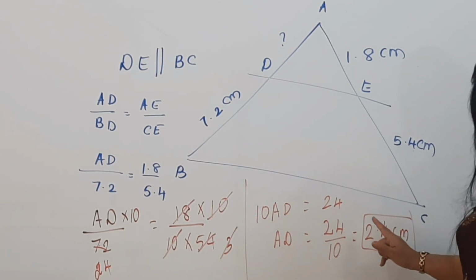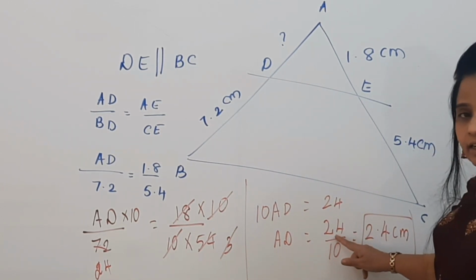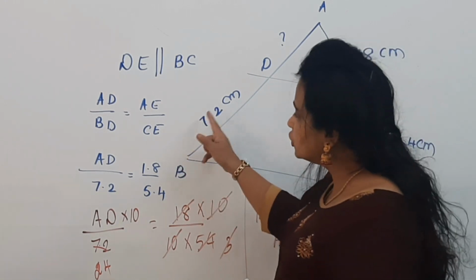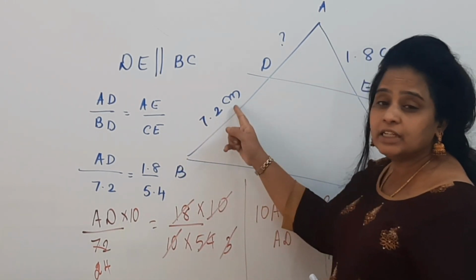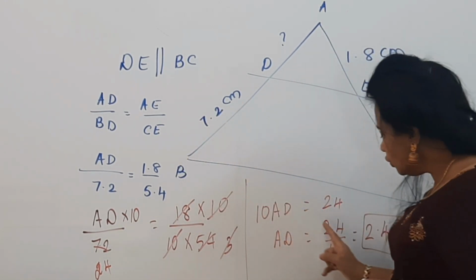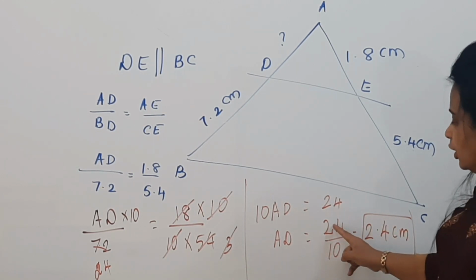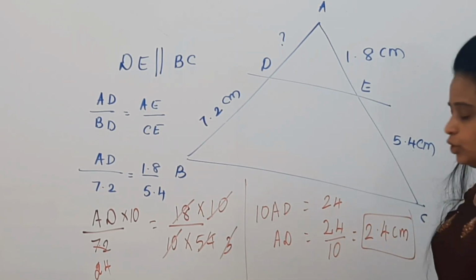So it is very important. You cannot give the answer in fraction. Why? Because the question is not given in fraction. The question is given in decimal. So your answer must be in decimal. So I converted, that is equal to 2.4.